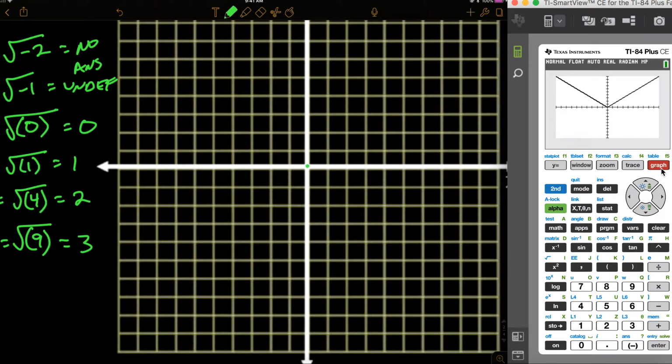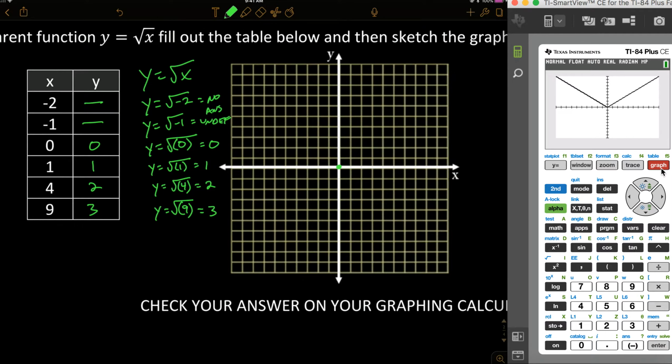We have the graph just sort of starts at 0, 0. We won't call that a vertex, but that is an important point. I'll just call that a key point. It's sort of where the graph starts. We have 1, 1. Then we have the point 4, 2. And then we've got 9, 3. And you can see we start to get that sideways parabola like x squared. But we don't have the bottom part, just the top part.